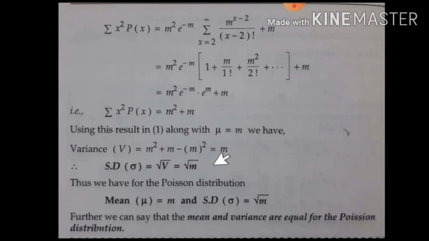In the exam, they will ask you to obtain the mean and standard deviation of Poisson distribution, or they may ask you to prove that mean and variance of Poisson distribution are equal. Observe that mean and variance both values are m. Hence we say that mean and variance are equal in the Poisson distribution.